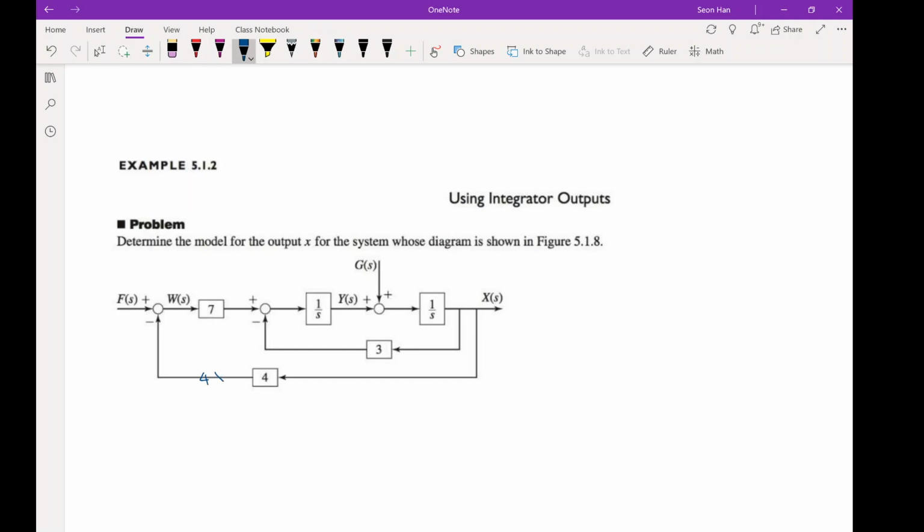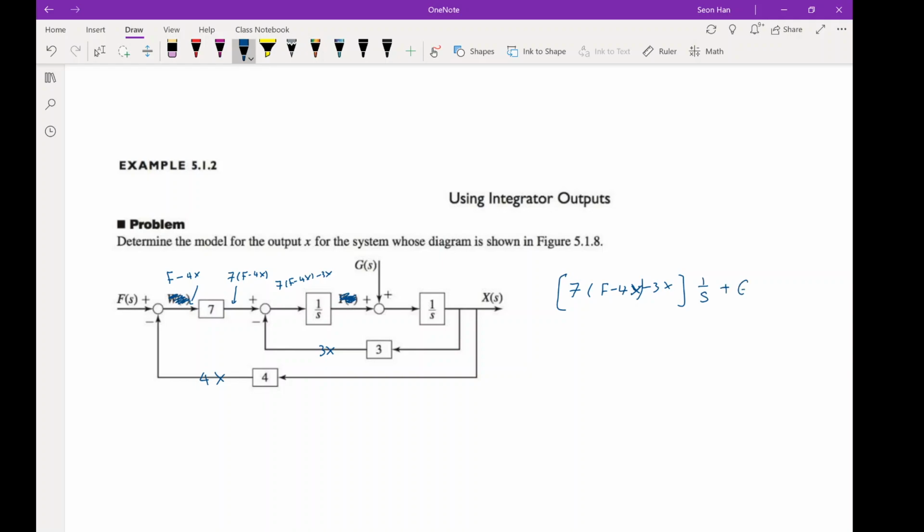So this is 4 times x. The first thing to do is I think I'll get rid of all that. So this is 4x, this is f minus 4x. This is 7 times f minus 4x. I'm naming all these signals. And then this one is 3 times x. So right now this will be 7 times f minus 4x minus 3x. And you multiply by 1 over s. So I'm going to take it out here: 7 times f minus 4x minus 3x, all of that stuff multiplied by 1 over s.